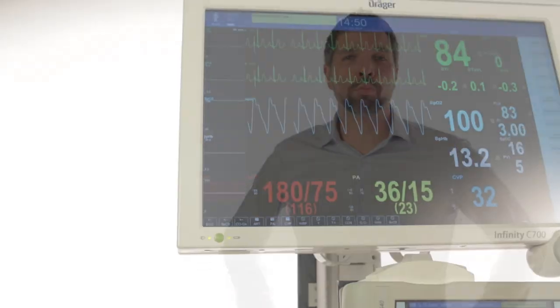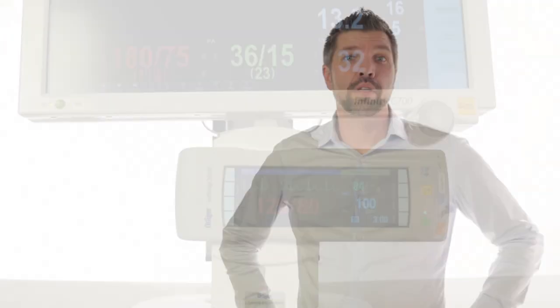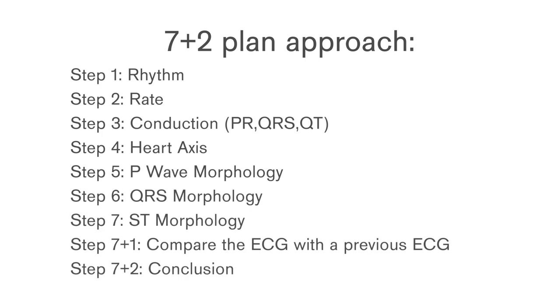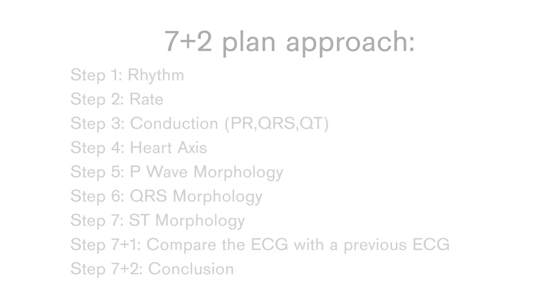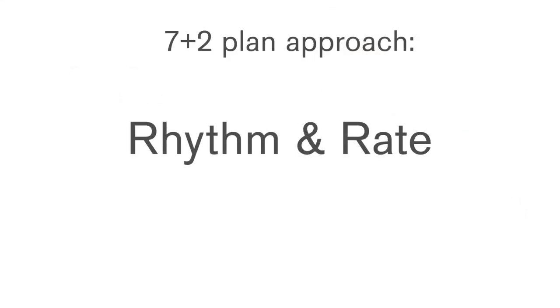Today, we intend to provide you with intermediate ECG interpretation knowledge, as well as give a refresher to advanced users. The approach called 7+2 looks at different segments of the ECG rhythm in 7 steps to get to the +2 part, where there is a conclusion of the patient's heart condition, which is compared to their previous exam when available. In the next slide, we will look at the first two steps, rhythm and rate.